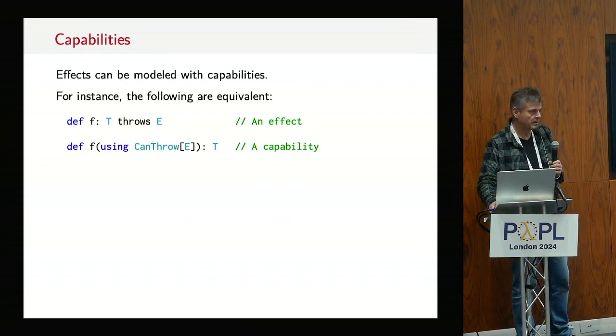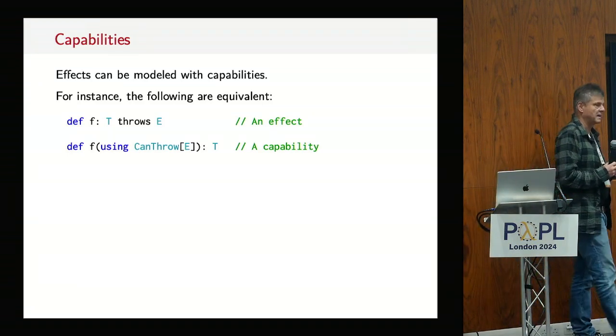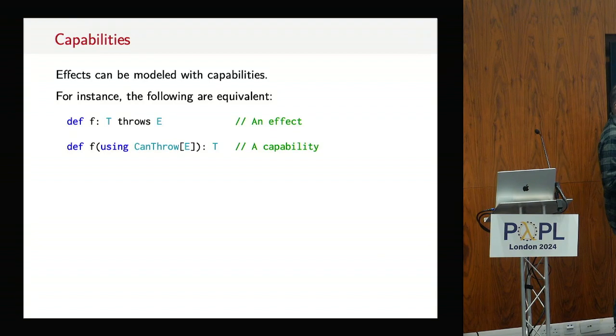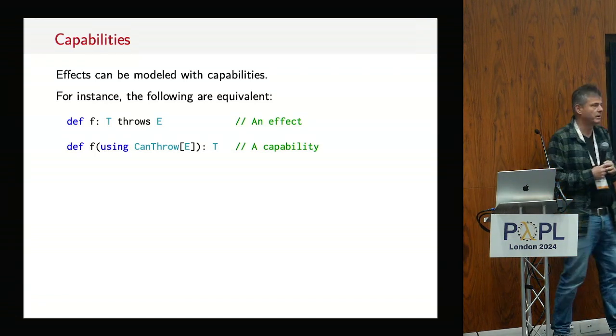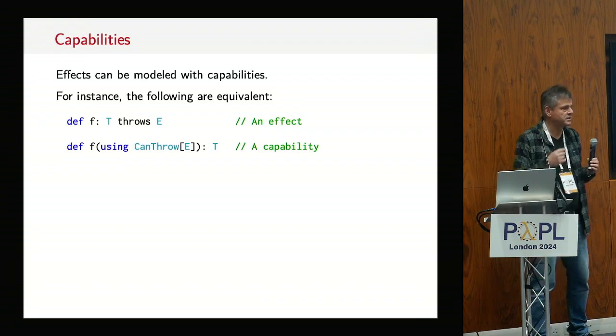Think of that as an argument to f. It is an argument to f, yeah. And a value argument. Exactly, yeah. The using here means it's an implicit argument. The compiler will synthesize it when it sees that the function needs that thing and that capability is available in the environment of the call. But otherwise it's just a function parameter, yeah.